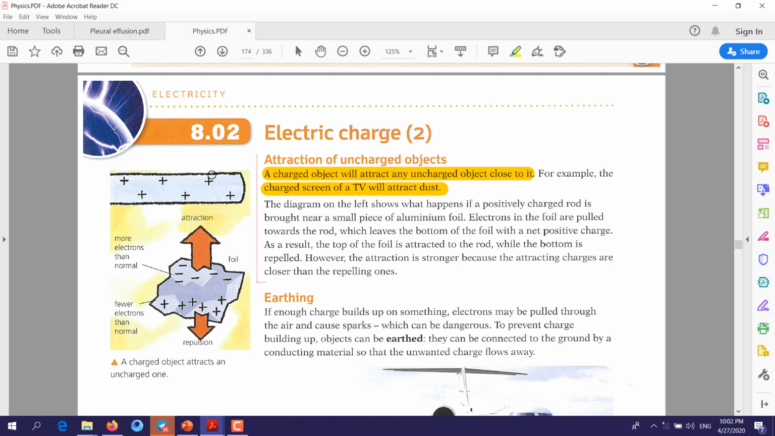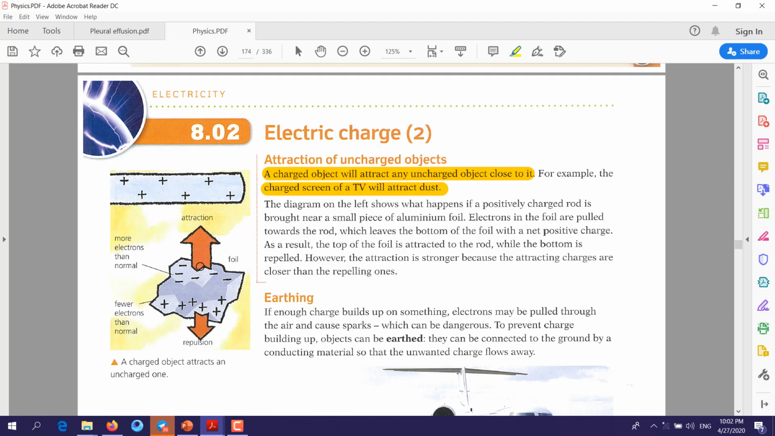If you take a look at this diagram, what do we have? Here we have two objects. The first one is charged. As you can see, there is only positive charge, which means this object is positively charged. While this object, which is aluminium foil, is uncharged, because as you can see, it has both negative and positive charge.